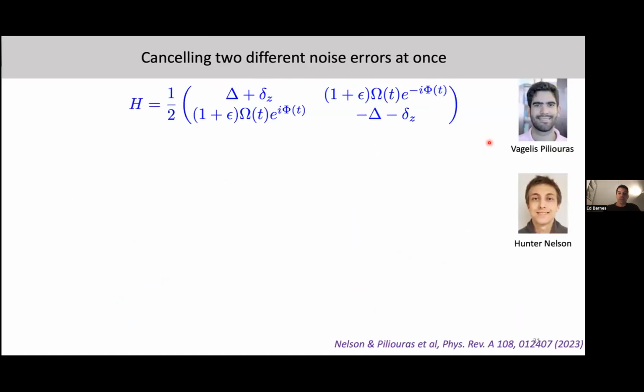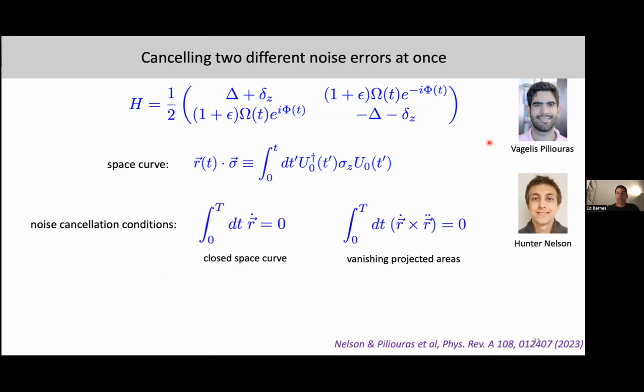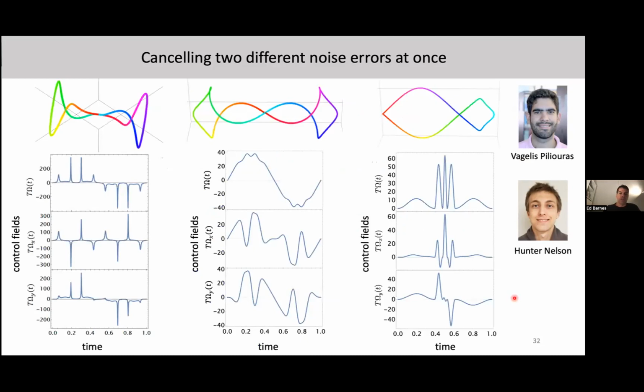This formalism we've also extended to other types of noise. So trying to cancel both detuning noise and control field noise at the same time. You're still drawing closed space curves, but now they have to satisfy a few different conditions on top of that, which we've worked out in detail in full generality. And we've also found systematic ways to solve these constraints on the space curves to generate new pulses that cancel all kinds of noise.